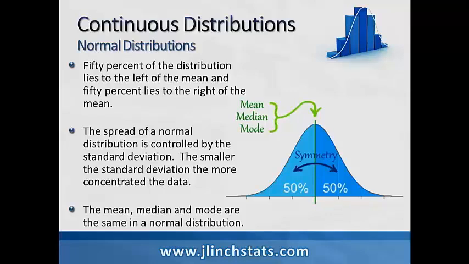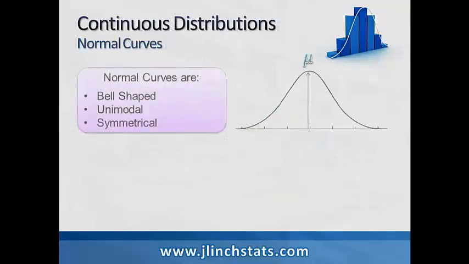Now, the mean, median, and mode are the same in a normal distribution. Since it's a unimodal distribution, the mode is the most frequent observation, which is the center of the normal distribution, and the median represents where the 50th percentile is. Since the distribution is symmetrical, the mean and the median are equivalent here. Now, normal curves are bell-shaped, unimodal, and symmetrical.